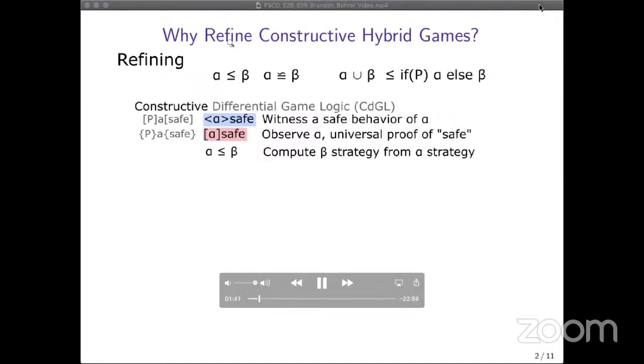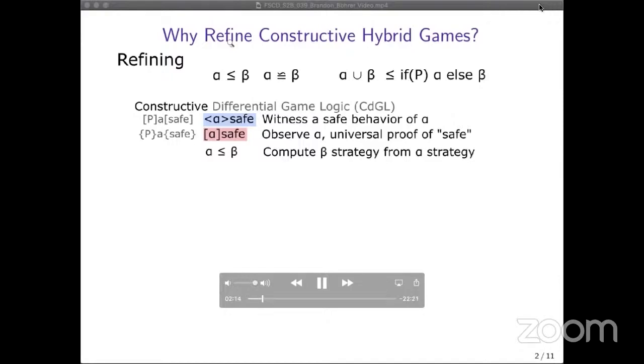However, what do these mean in the setting of constructive games? A constructive proof of diamond means that we can actually witness or exhibit the safe behavior of alpha, whereas a constructive proof of box alpha safe means that we have given a universal argument that doesn't control alpha, but just shows that all possible behaviors are safe. In this paper, we also give a constructive notion of refinement. As far as we know, it's the first such definition. We say that alpha constructively refines beta if I can compute the strategy for beta from a strategy for alpha with the same postcondition.